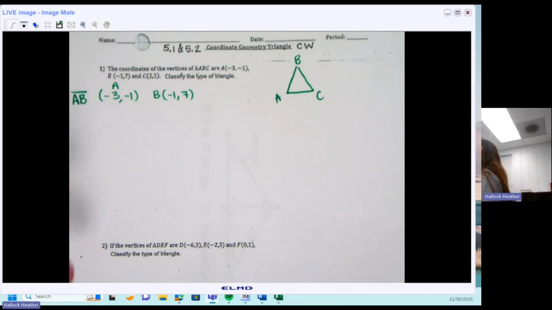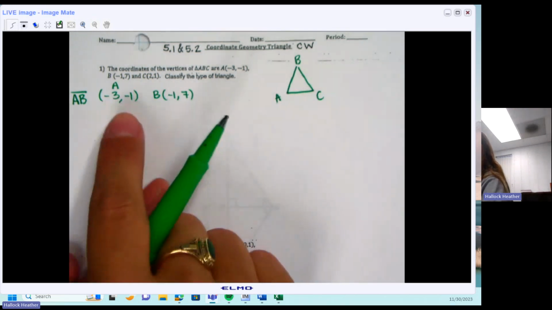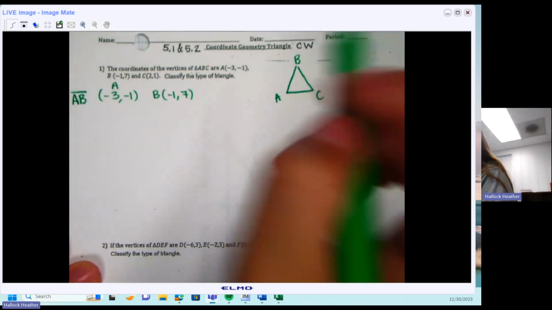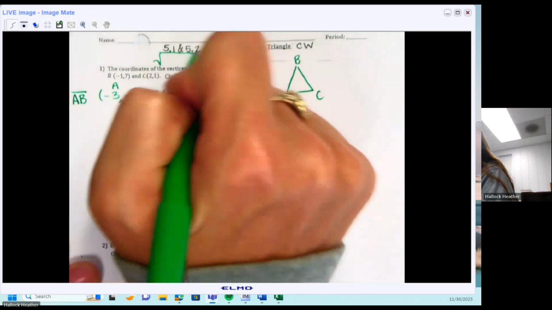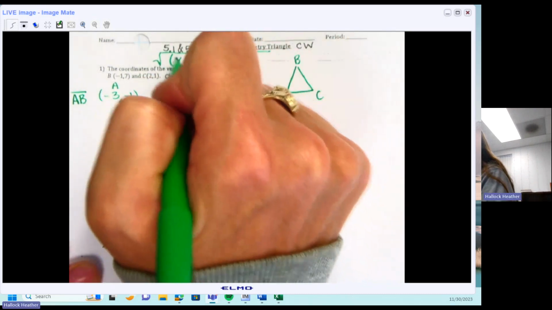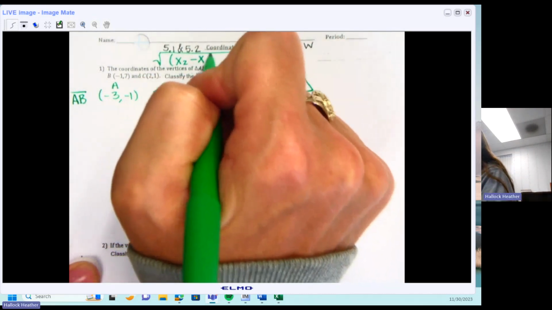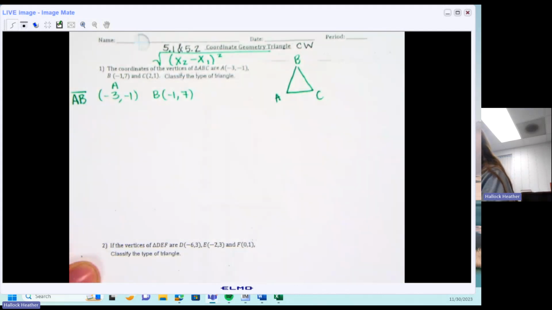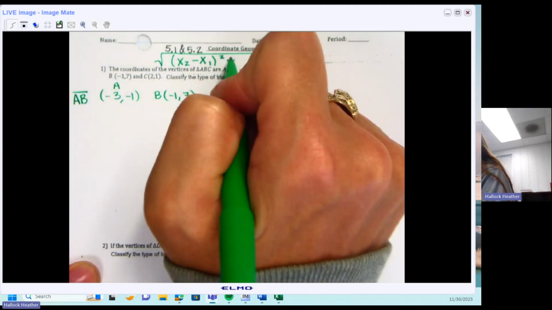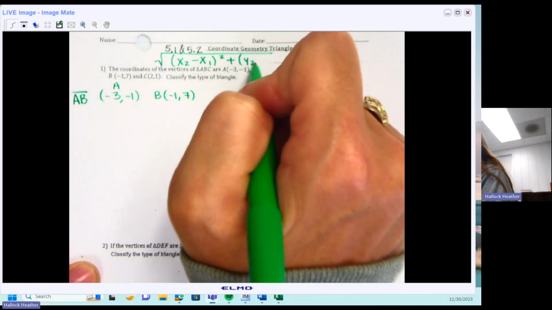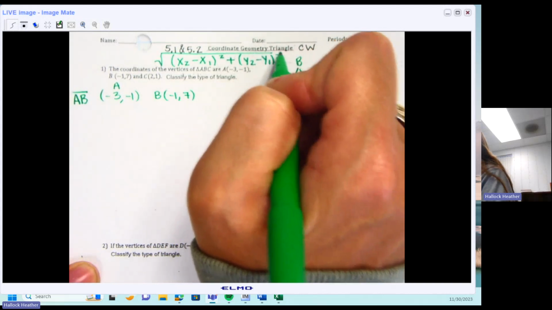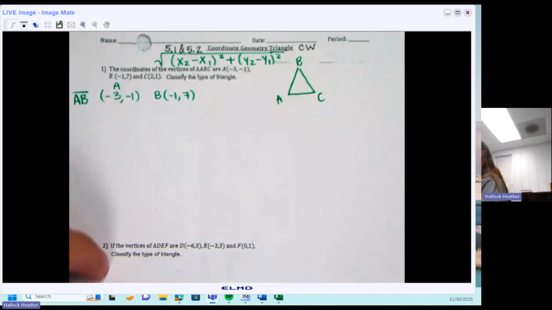Your distance formula is on your blue laminated sheet on your test, hopefully. It's also on the wall. It is probably not going to be written in the problem, but it is on your formula sheet. So the distance formula is, I'll put it up here, you don't have to write it if you don't want to: the square root of x2 minus x1 to the power of 2, plus y2 minus y1 to the power of 2. So that's my distance formula.